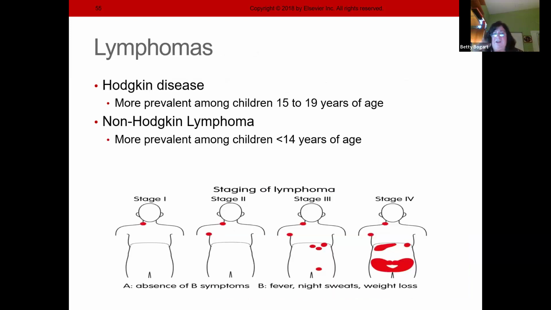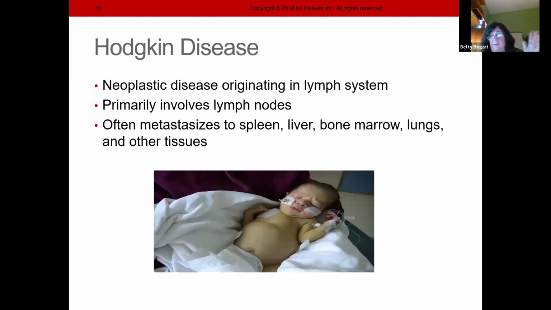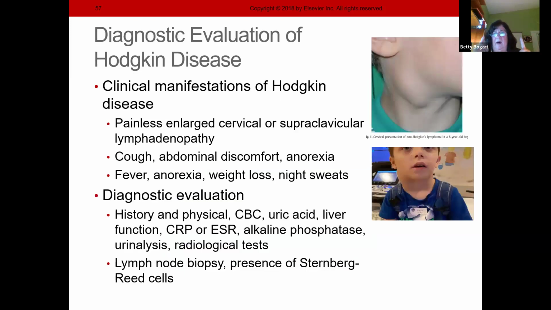Now, Hodgkin's and non-Hodgkin's lymphoma, it's always a question on an exam, and there's always people who get it wrong because one is just consolidated and the other one is like all over the place, all right? So, Hodgkin's disease is the lymph node system. So, your lymph nodes, like in your neck, underneath your arms, in your groins, all those lymph nodes get really swollen.